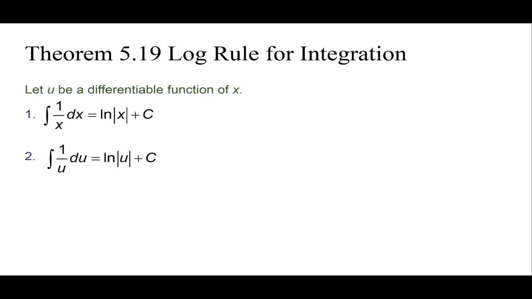So we know the derivative of the log function is 1 over x. So integration of 1 over x is supposed to be ln absolute value of x plus c. Remember, log function is only defined for positive values. That's the reason we are putting this absolute value sign. And then instead of x, if you have u, you can apply the same rule.